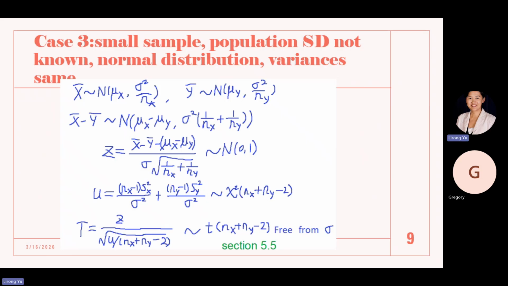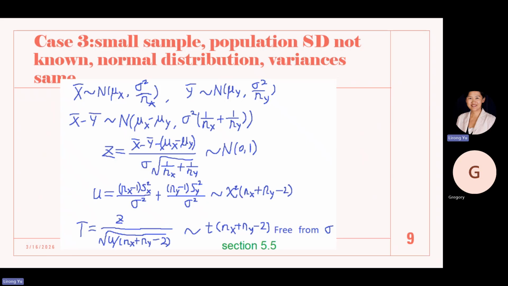So what do we do? Here we're going to use a chi-square distribution. If you take nx minus 1 times the sample variance, that's the summation of squares, divided by the variance, this summation of squares divided by variance is called u. Adding two chi-square distributions gives a bigger chi-square distribution. So if you take this z divided by the square root of this u over the degrees of freedom, you have a t distribution.